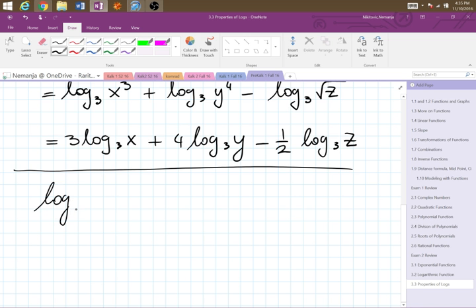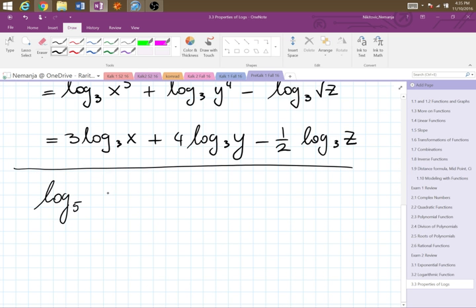Log base 5 of cube root of x times y to the 6th divided by z to the 4 and then x plus 3. Like that. There we go. It's fun. As Nike would say, just do it.